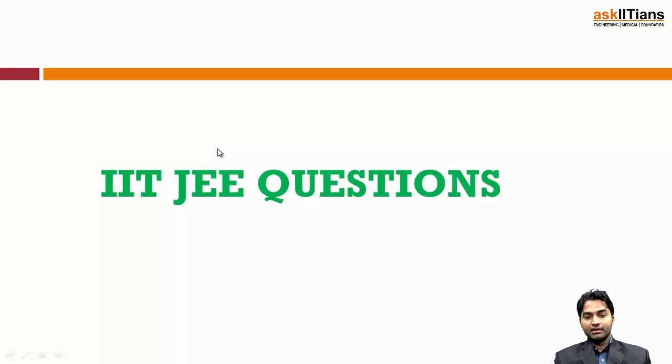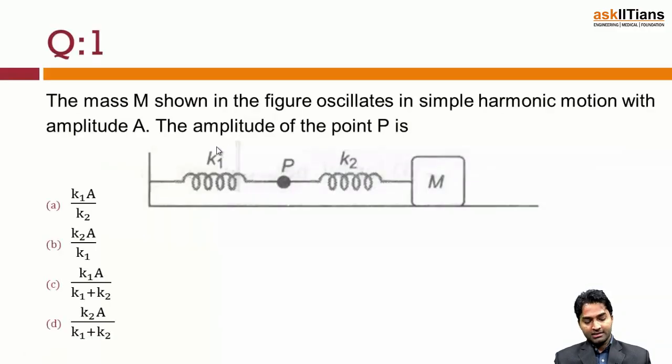Now the first question: a mass m, shown in the figure, oscillates in simple harmonic motion with amplitude A. The amplitude of the point P is? So we have to find out the amplitude of point P, which is just a joint between two springs K1 and K2 and mass m. We know that this arrangement is actually a series arrangement, so the force experienced by the first spring should be equal to the force experienced by the second. That is, K1 x1 should be equal to K2 x2.